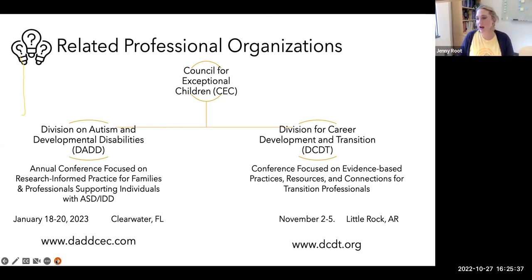And then they have these subgroups, right? Two subgroups that I want to highlight today are the Division on Autism and Developmental Disabilities, or DADD. I'm currently on the board for another, I think, 2 months. And I want to plug, our conference is in Florida most years. We have an annual conference that's focused on research-informed practice. The intended audience are educators, professionals, and families who support individuals with autism and intellectual disability. You can go to their website to find out more information. They have lots of practitioner-friendly articles and briefs. Their YouTube channel has some real quick instructional videos for strategies.